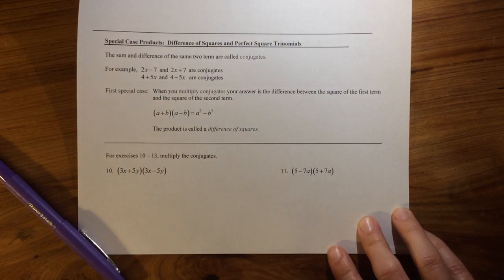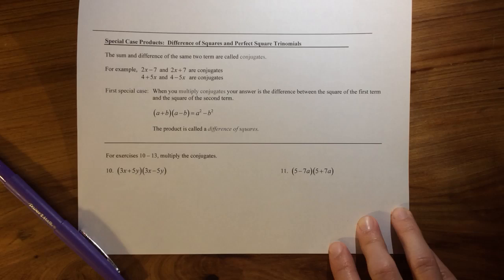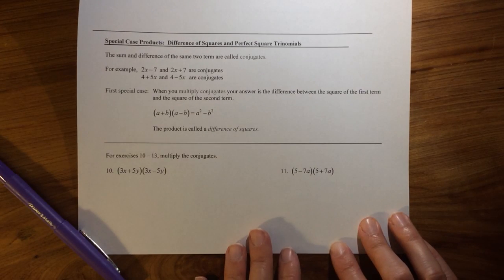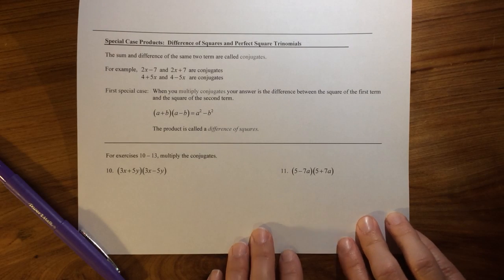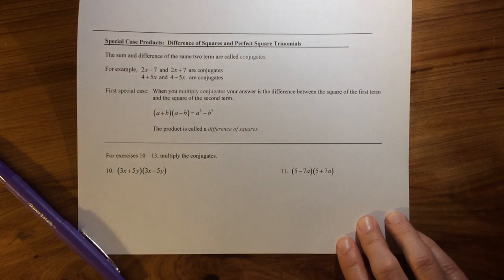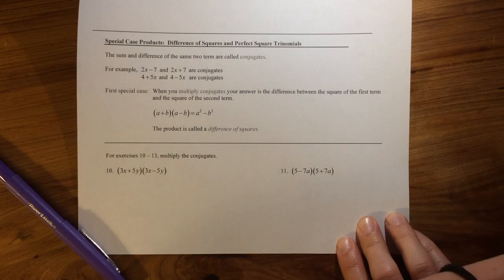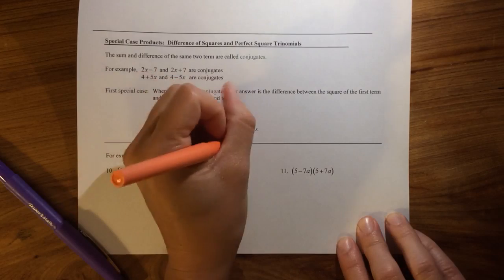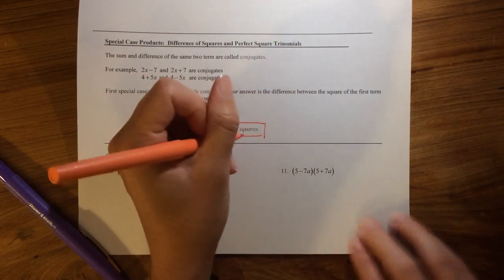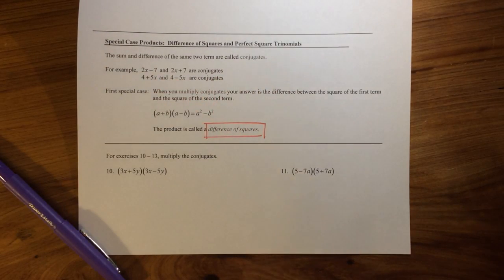First special case: when you multiply conjugates, your answer is the difference between the square of the first term and the square of the second term. So (a plus b) times (a minus b) is equal to a squared minus b squared. Again, this is called the difference of squares.